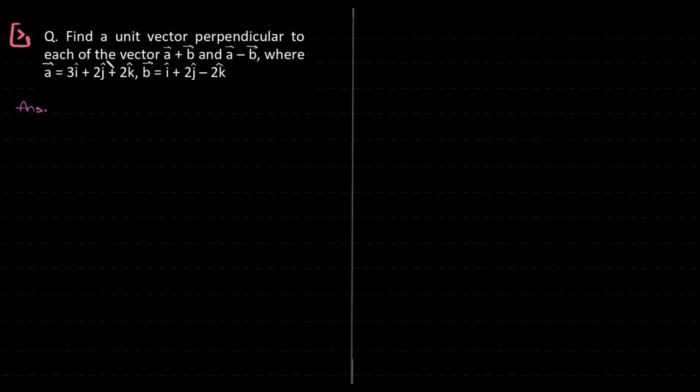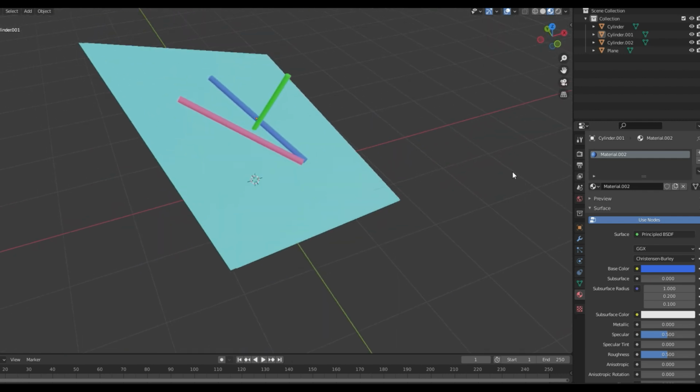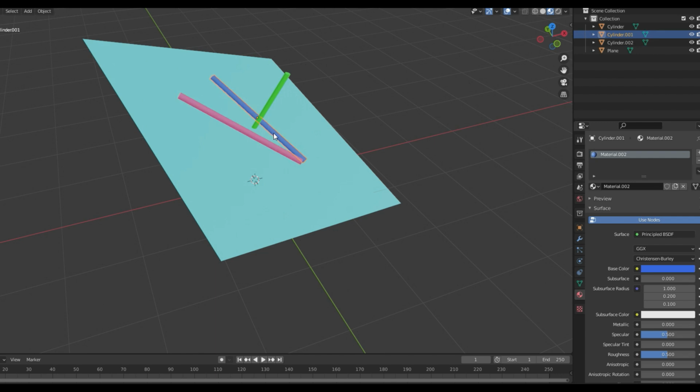Find a unit vector perpendicular to each of the vectors a plus b and a minus b, where a and b are given to be this. So what is being asked? Well, we have two vectors, right? If this is a, that would be b. So adding or subtracting these two vectors, we need to find a vector which is perpendicular to the resultant vector. So basically a vector in this particular direction, but it should be a unit vector.